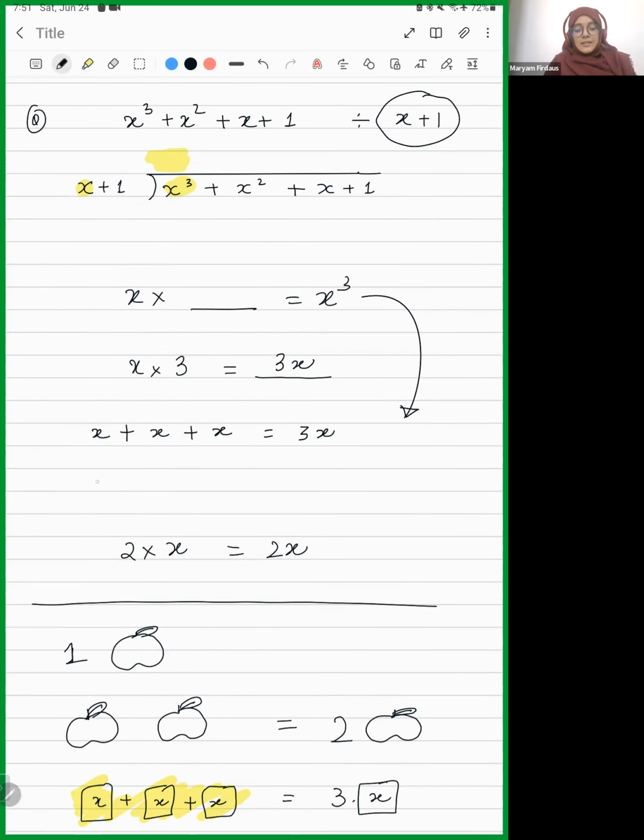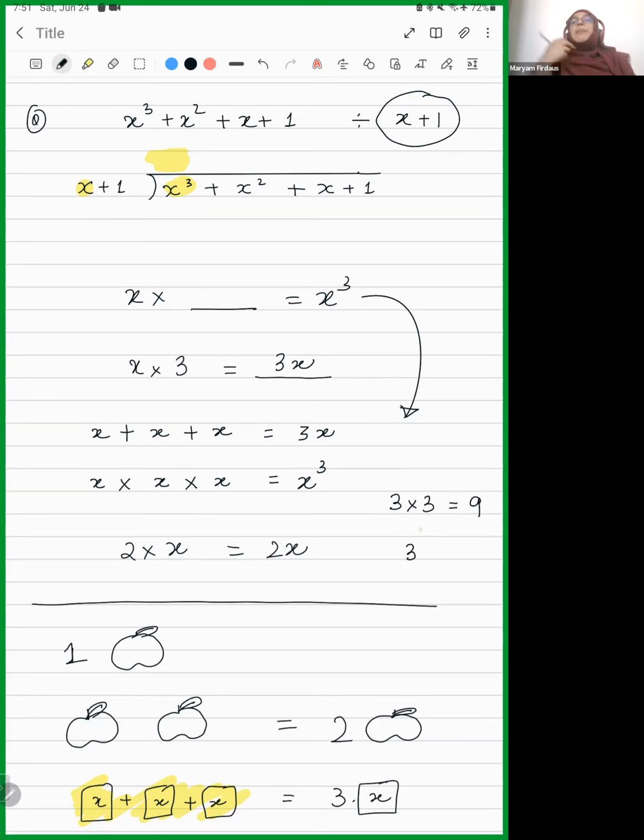Again, you have 3 x's. But you have to do something else with them so that you can get x cube. Can you tell me what that is? Multiply. Very good. When you multiply it, it becomes x cube. For example, if you multiply 3 into 3, what is 3 into 3? 9. Okay, so this is written as 3.